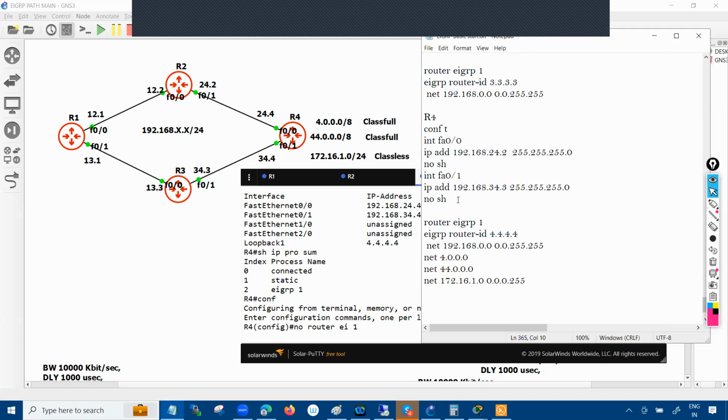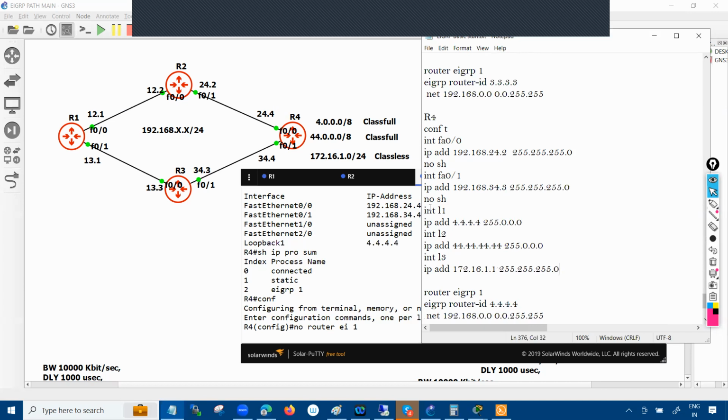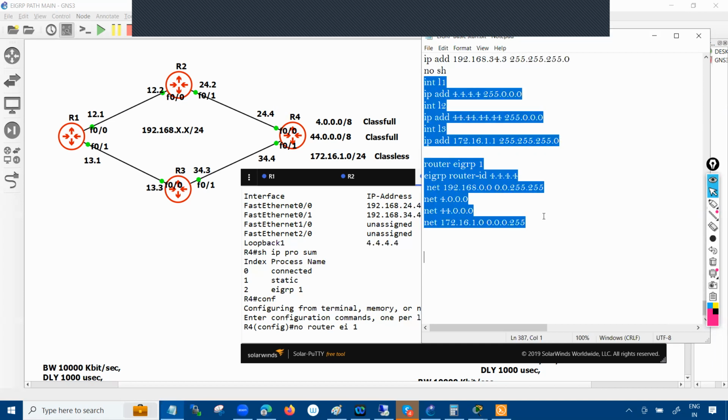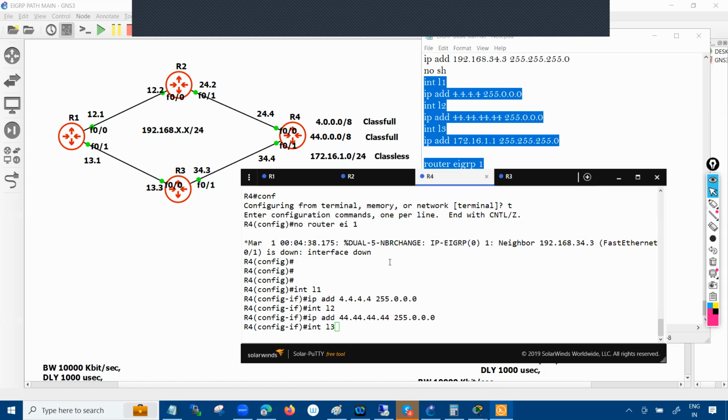So better to do one thing. Let me create it over here. Interface loopback number 1, 4.4.4.4. And interface loopback number 2, that's 44.44.44.44. All done. And I have another loopback, interface loopback 3, that's 172.16.1.1. It's a classless route, okay? So I'll just copy and paste it on router 4. Bingo.